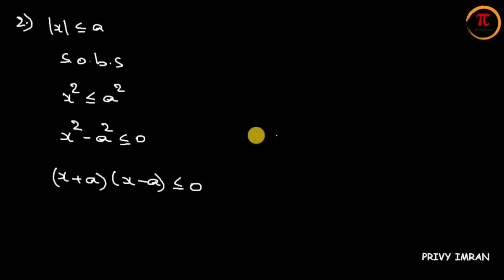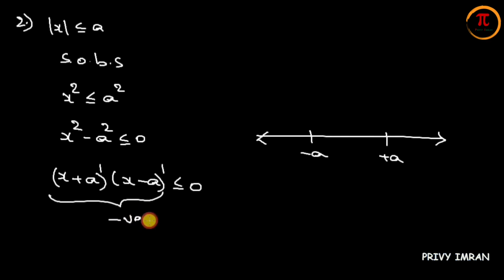On the number line, let me take minus a and plus a. Here the powers are 1 and 1. If you observe, this value is a negative value, so let me write here negative. At plus a the power is 1, so this minus will be converted to plus. And again here the power is 1, so this plus will be converted to minus. I have to consider only the plus sign. Therefore, x belongs to minus a to plus a.